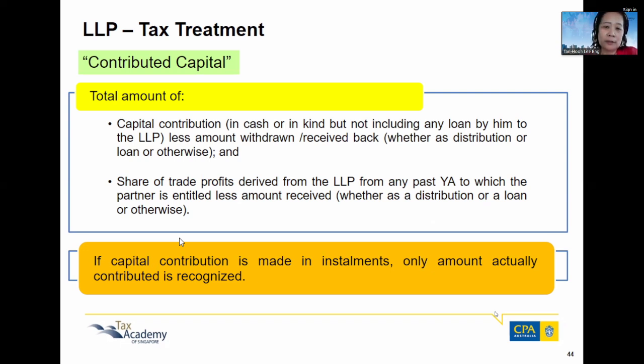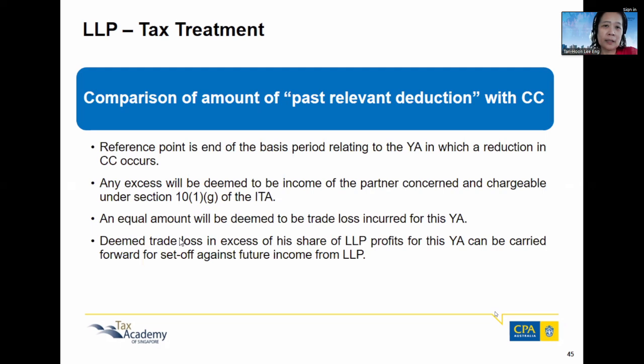Okay, I move on to the next one. Comparison of the amount of past relevant deduction with CC. I think just now the example already showed we have to take note of all the past relevant deduction to compare with the CC. If there is a reduction in CC, then there will be a deemed income. For this part, just bear in mind, if the CC is reduced in a way that your past relevant deduction is higher than the CC, that would be a deemed income.